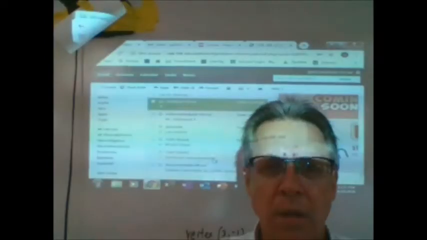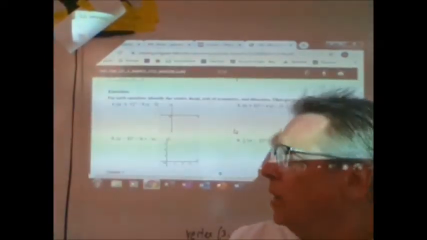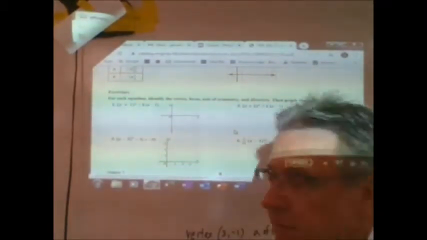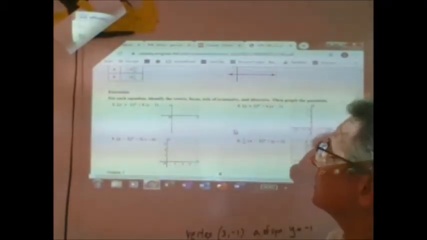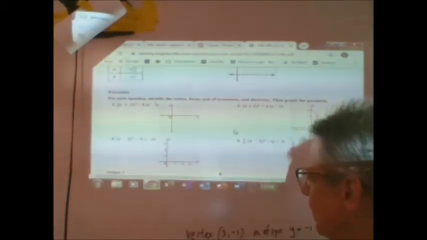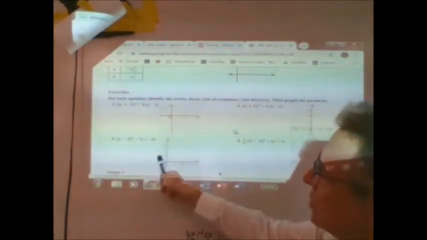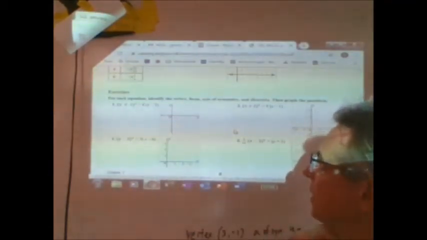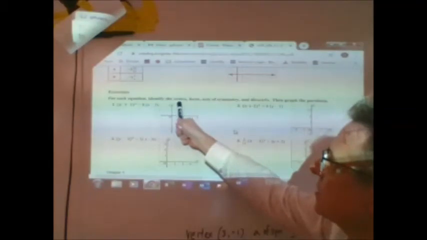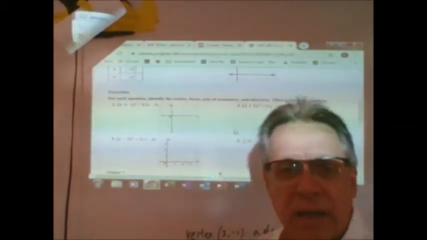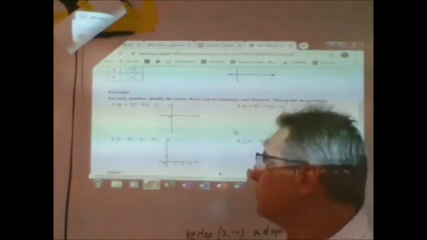We are learning about parabolas again in this section on conic sections. And we did these two problems in the last homework, and you had to identify several things: the vertex, the focus, the axis of symmetry, and the directrix. Now I'd like us to learn to graph these.